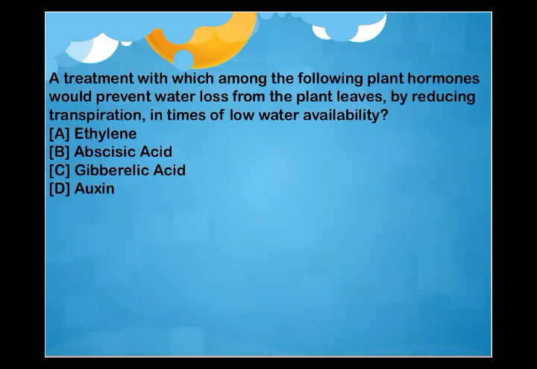A treatment with which among the following plant hormones would prevent water loss from the plant leaves by reducing transpiration in times of low water availability, which means in a summer period? During that period, the plant should definitely go for less transpiration. If they do the normal transpiration, whatever water content they have in their cells will be evaporated. The options are ethylene, abscisic acid, gibberellic acid, auxins. The answer is abscisic acid.